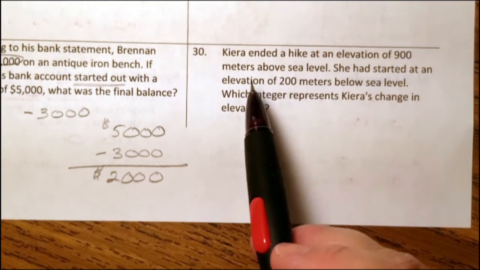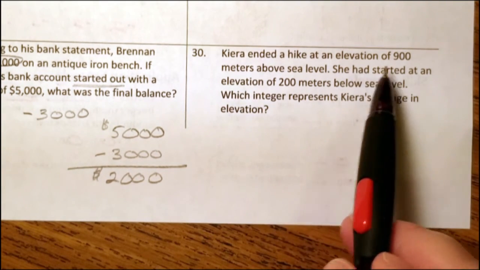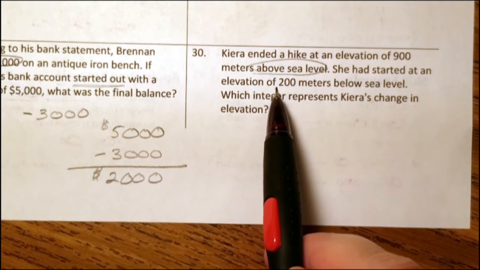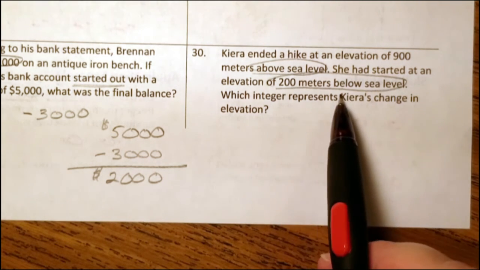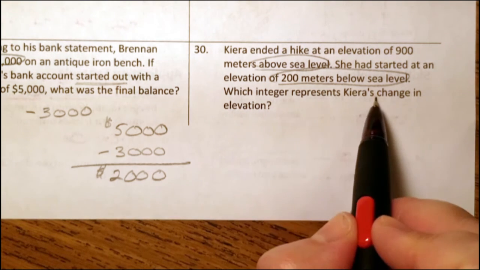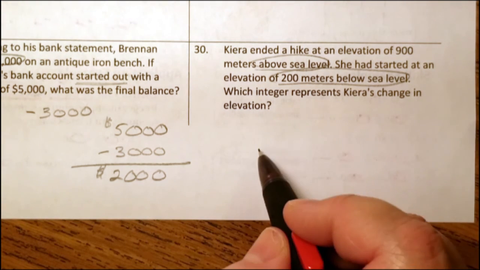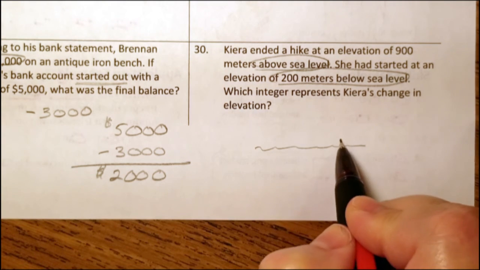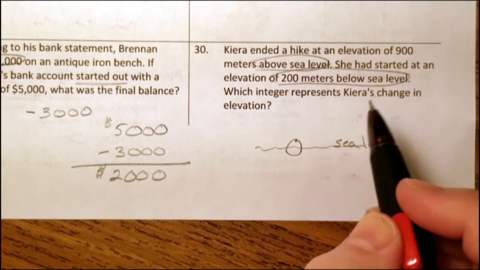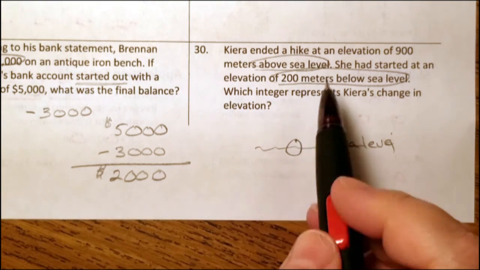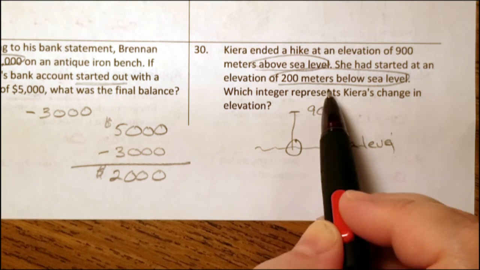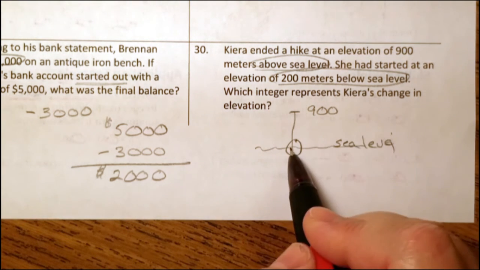Number 30, Kira ended a hike at an elevation of 900 meters above sea level. She had started at an elevation of 200 meters below sea level. Remember, that doesn't mean she's in the water. It could be in a canyon. Which integer represents Kira's change in elevation? So if this is sea level, it would be 0. She ended 900 above, and she started at 200 meters below.